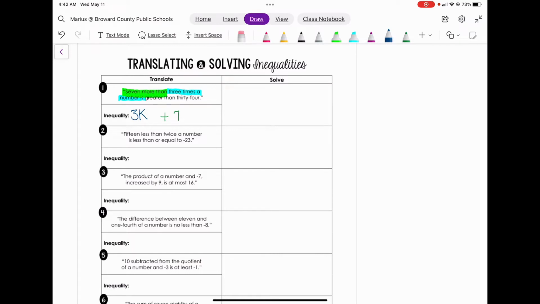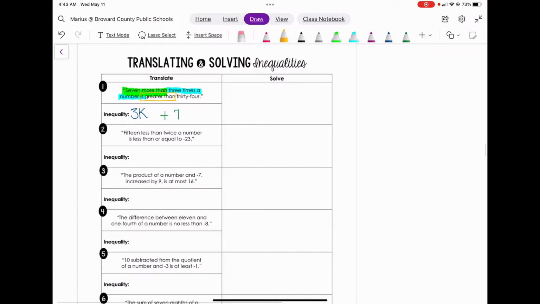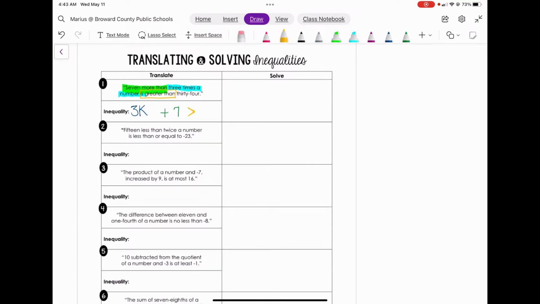Now, the next thing we want to take a look at is the part that says is greater than. That's going to be our inequality symbol. Always look for is. Is either going to represent an equal sign or it's the beginning of an inequality sign, okay? So if it says is greater than, that's all of that. So this would be greater than. And then that last part is 34. So here we go. Now that we've converted that from English to mathematics, now we're going to take time to solve it a little bit.